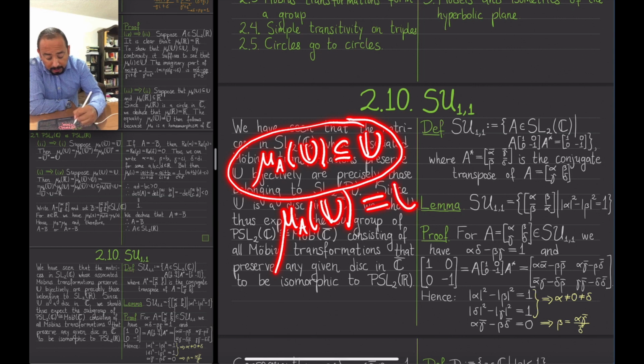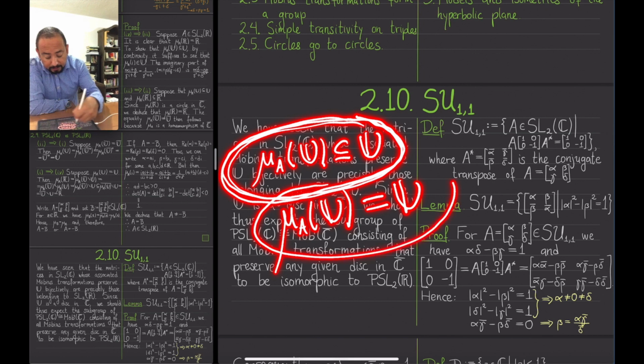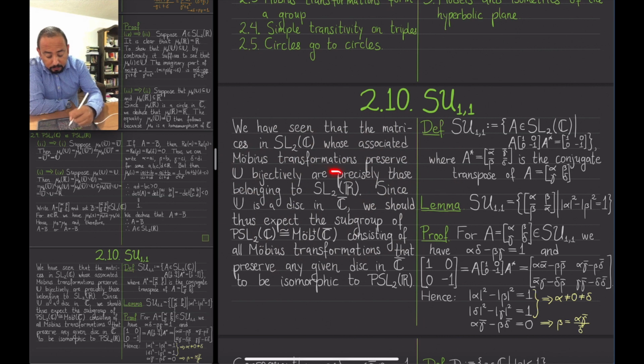So why? Because it is very easy to give examples of Möbius transformations that satisfy this inclusion, but don't satisfy equality, and hence actually A does not belong to SL2R. So the condition for belonging to SL2R is that one has not only inclusion here, but actually equality. Okay, so that's why I emphasize this preserve U bijectively.